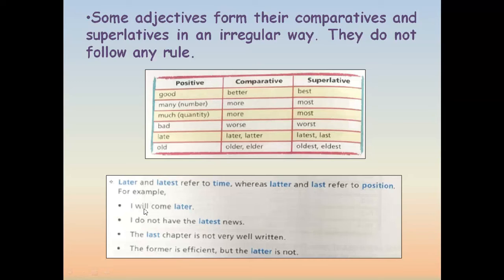For example, I will come later. I will come later means what? I'll come after some time. So we are referring to time. And this is the comparative degree of late. I do not have the latest news. Latest news means the freshest news that we have, right? So I do not have the latest news. Latest also refers to time. This is the superlative of late.